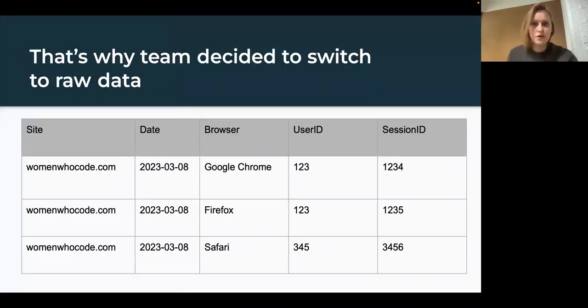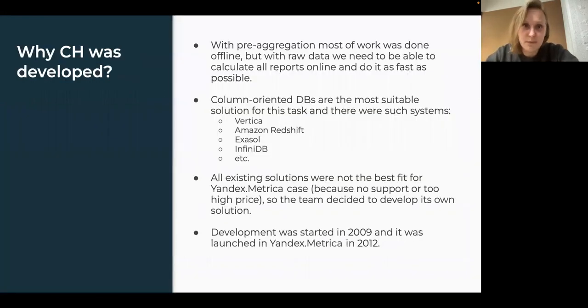That's why the team decided to switch to a raw data view, which means that each row in our data is exactly one session. So instead of keeping information on how many users and sessions visited from each browser, we just store information for each session as a separate row. Which means that now we can calculate anything. We have all the raw data, we can do all aggregations on the fly. It's extremely flexible, but it also has its limitations.